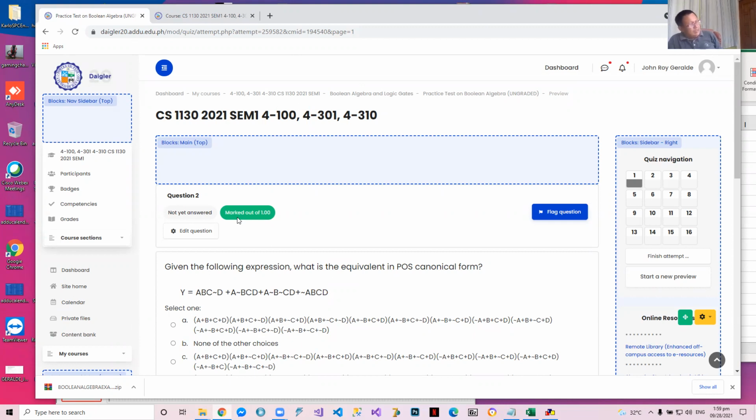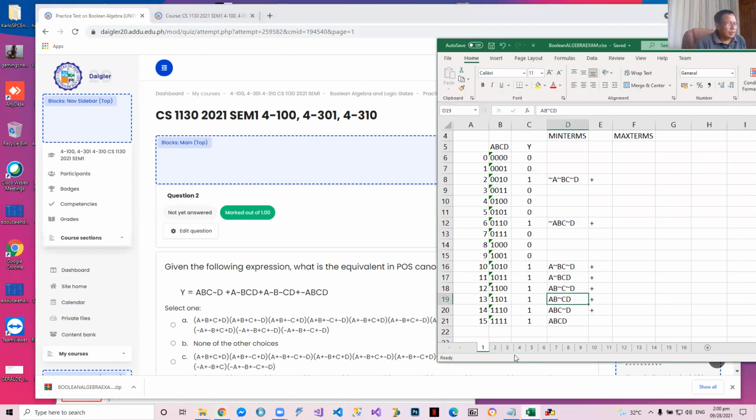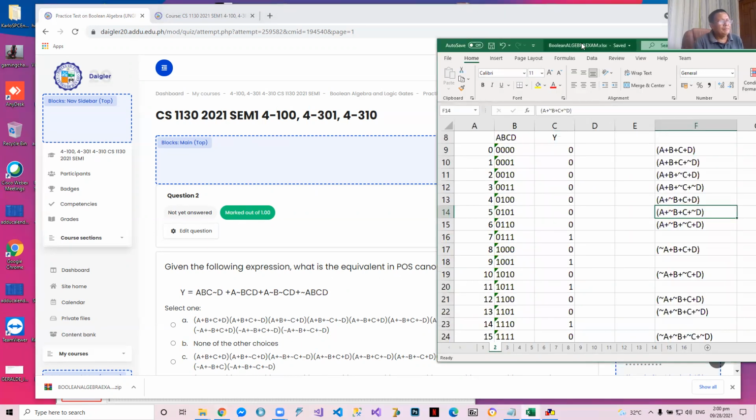We only need a logic circuit if you do not have the min terms or the max terms, no? But if you look at the expression, you have A, B, C, not D, that's a min term. A, not B, C, D, that's a min term. A, not B, not C, D, that's a min term. Not A, B, C, D, they are all min terms. So therefore, we do not need to create a circuit to find the min terms because they're already given, okay? So we don't have to create a logic circuit. So let's go to number two. So A, B, C, D, no? So ito.